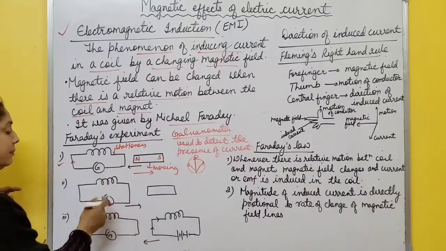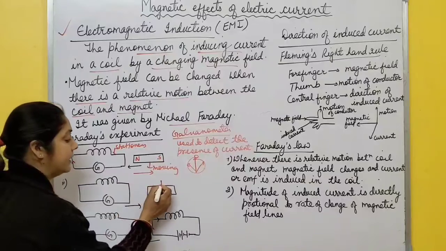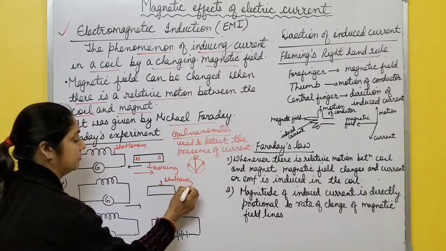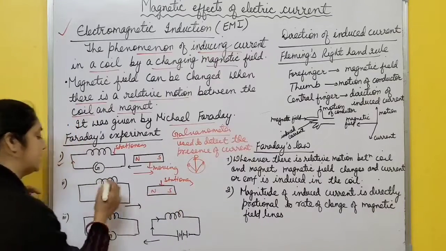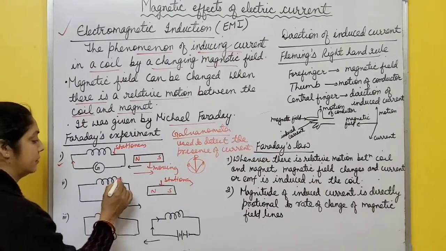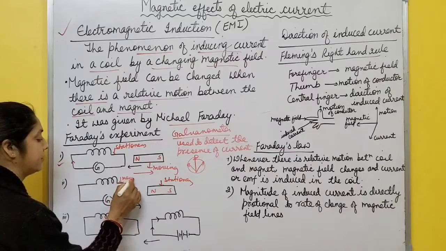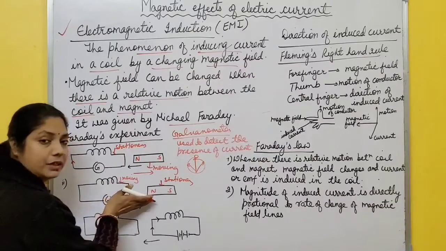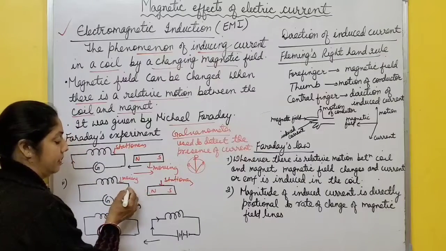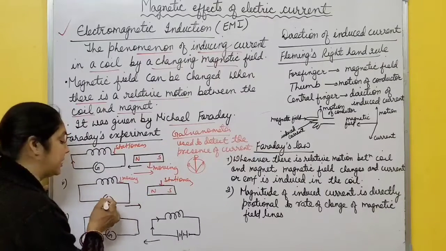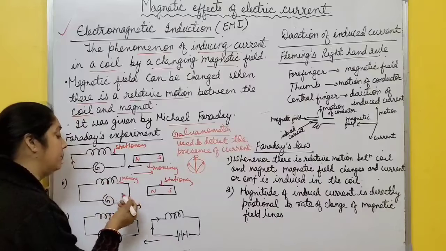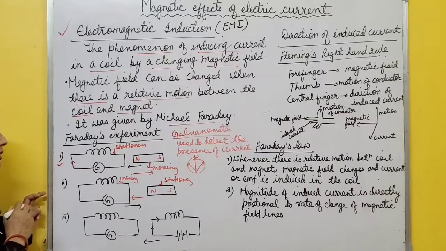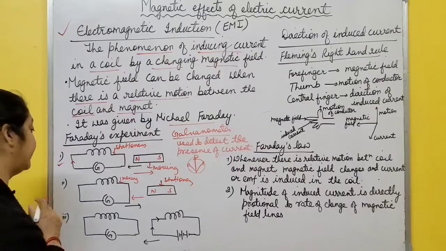Again, in another experiment, suppose this magnet is at rest, stationary, right? North pole and south pole, and suppose this coil is moving. Now what happens when this coil is moving towards the magnet? Again, there is a change in magnetic field and this galvanometer shows some deflection. If the coil is moving away from the magnet, again this galvanometer shows some deflection. This experiment was performed by Michael Faraday, right?